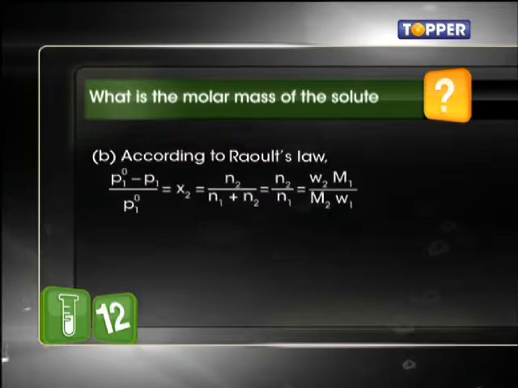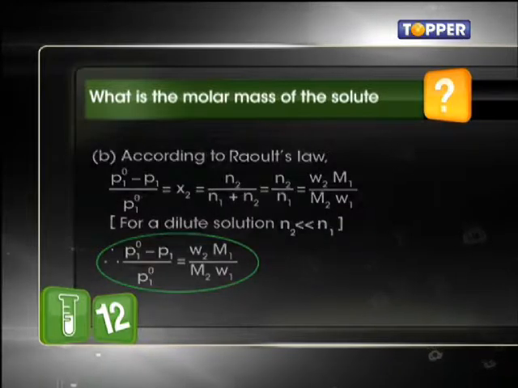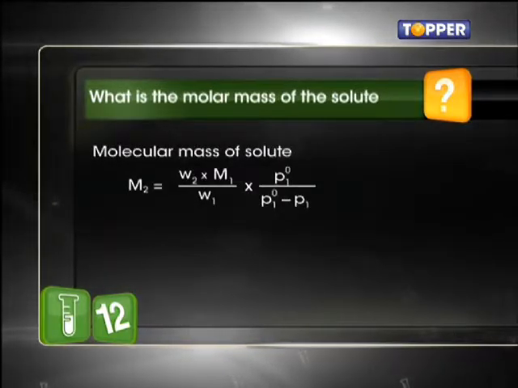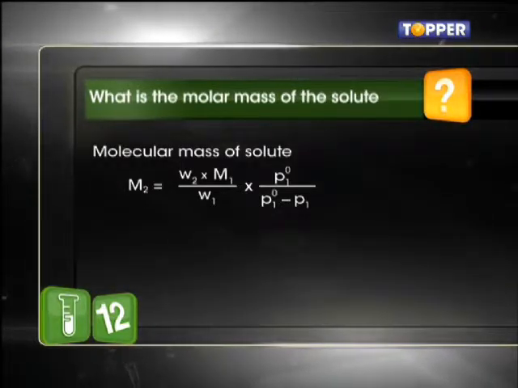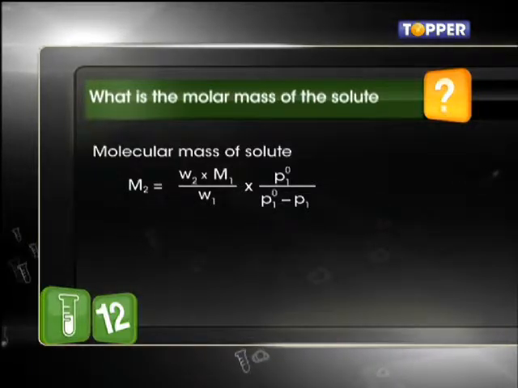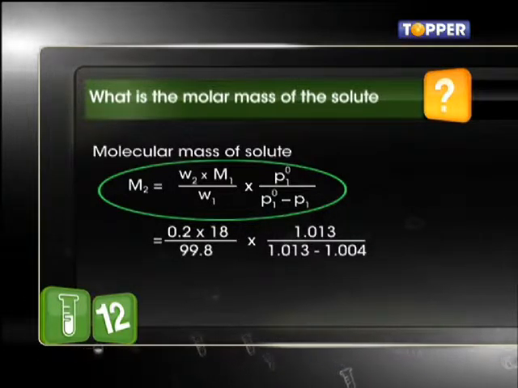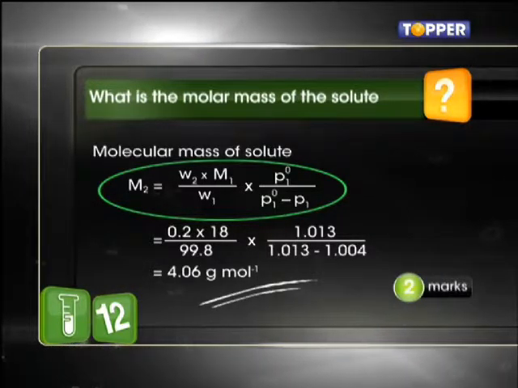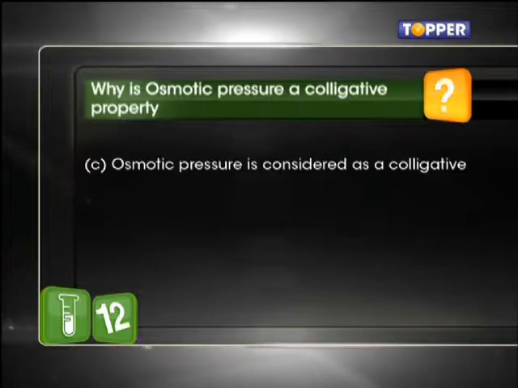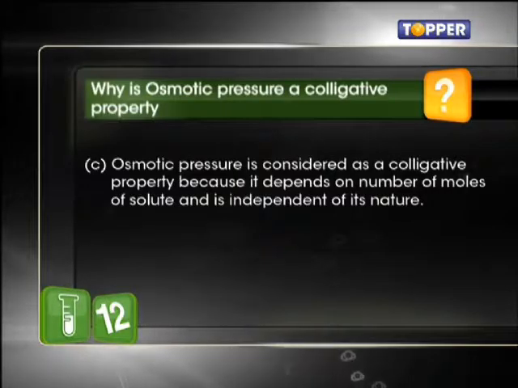According to Raoult's law, (P1 naught minus P1) divided by P1 naught is equal to X2. For a dilute solution, molecular mass of solute M2 is equal to W2 multiplied by M1 divided by W1, multiplied by P1 naught upon P1 naught minus P1. On substituting the values in the formula, we get the answer 4.06 grams per mole. Osmotic pressure is considered a colligative property because it depends on the number of moles of solute and is independent of its nature.